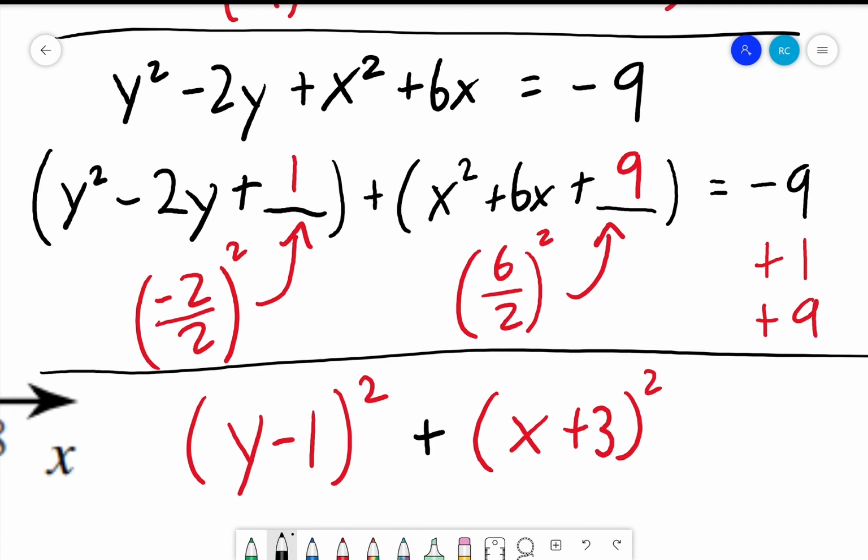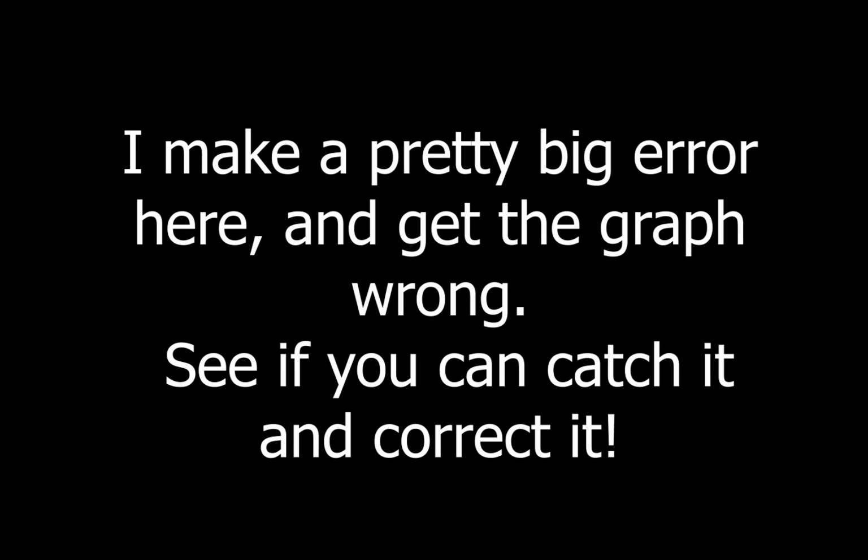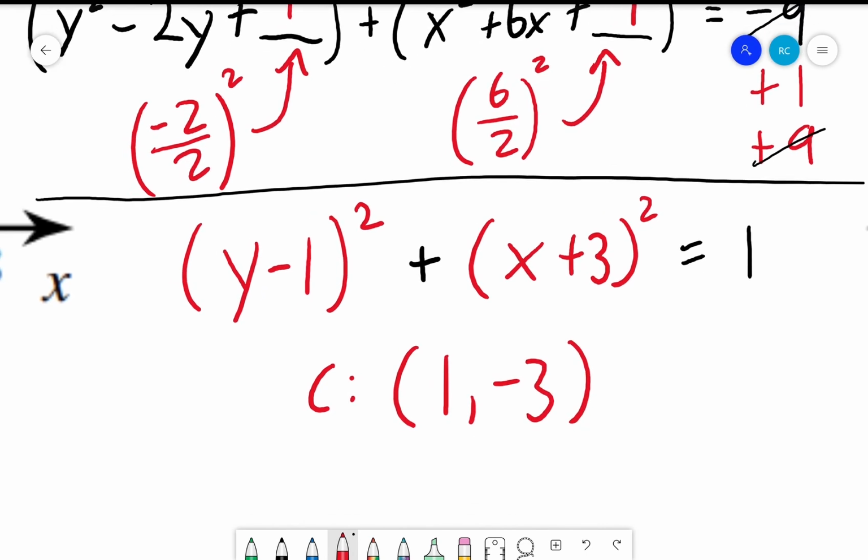So our standard form equation is y minus 1 squared plus x plus 3 squared equals, well, let's see, -9 and +9 effectively cancel out, so equals 1. Our center is +1, -3. And our radius, well, heck, what's the square root of 1? Yeah, it's 1.